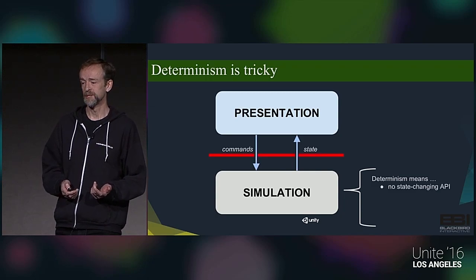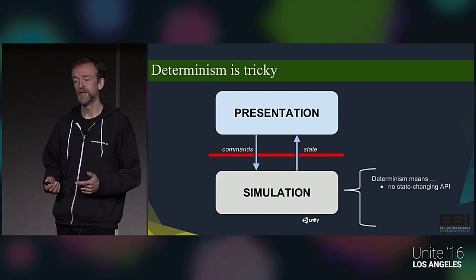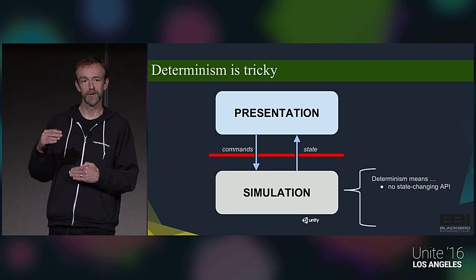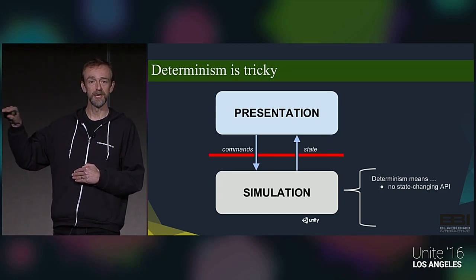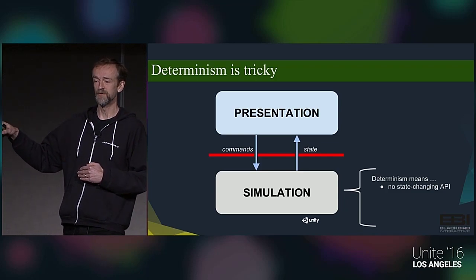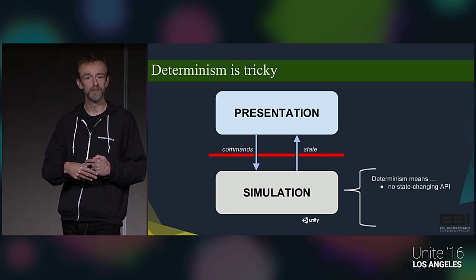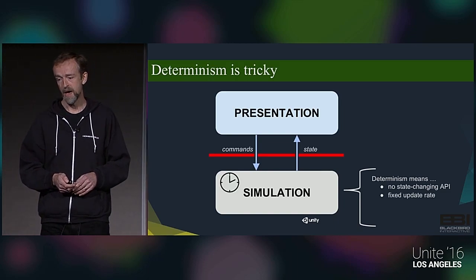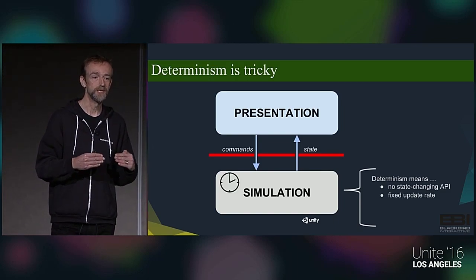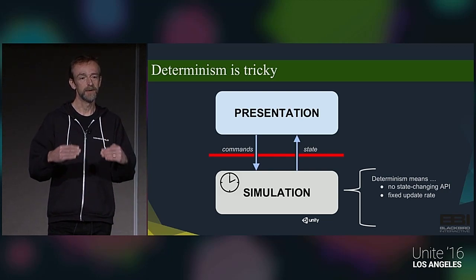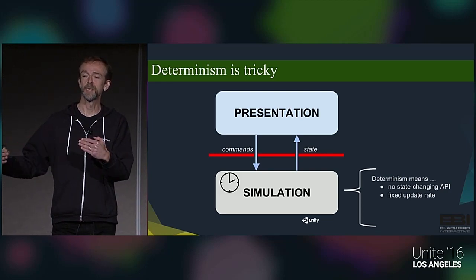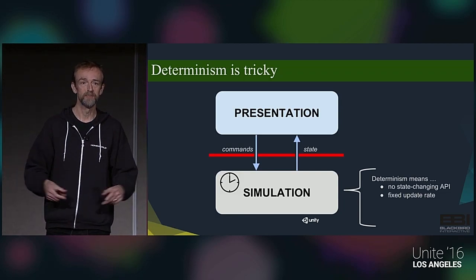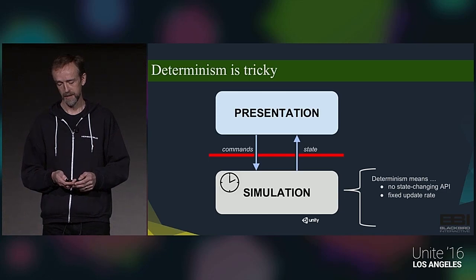There's a bunch of limitations. A key thing is no state-changing API, so basically separating the presentation and simulation very clearly and not allowing the presentation that's running along willy-nilly at some random frame rate to interfere with the state of the sim in any sort of direct fashion. Everything has to be through commands. Next, a fixed update rate. We need to run the sim in a lockstep time-ticking fashion, so everyone's sim is updating at the same rate, and the same commands are being performed on the same sim tick in order to keep things in sync.